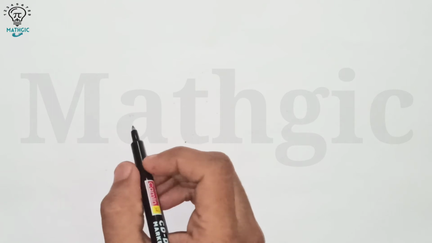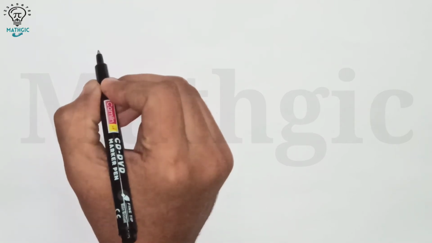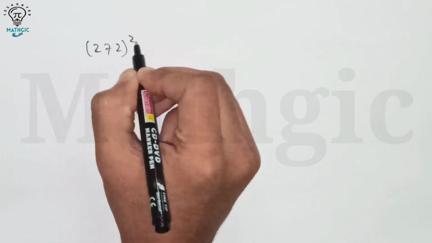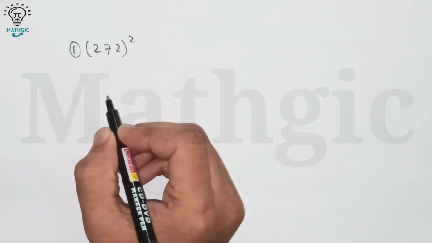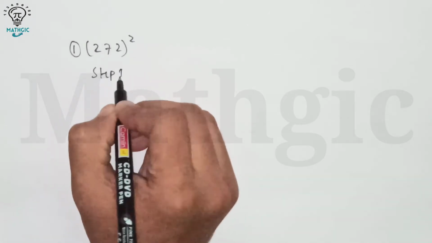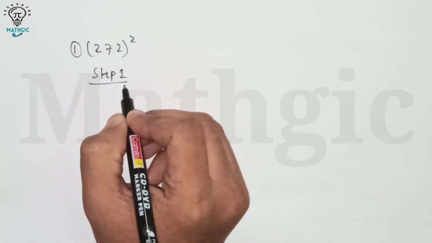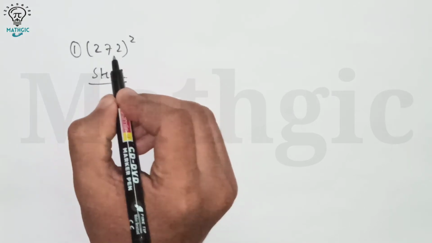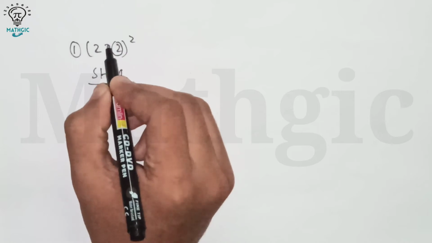Now next, learn about the square of any 3-digit number. So for instance, take an example of 272 whole square. You can take any example. You have to follow these 2 steps to find it. So in step 1, first of all you have to get perfect at the 2-digit number. So this 3-digit number is divided into 2 parts, this first digit and this 2.